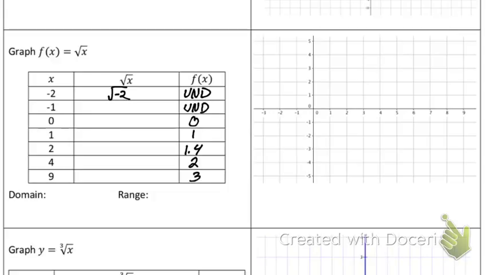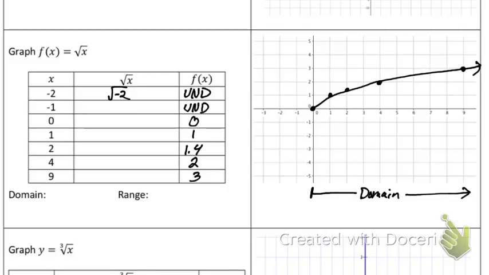So plotting those points, you can't plot anything that's undefined. So I'm going to plot 0, 0, 1, 1, 2, 1.4-ish, 4 is 2, 9 is 3. So the graph of a square root function looks like that. Now our domain, looking at the graph, our domain goes left to right. Our domain starts here and goes this direction.